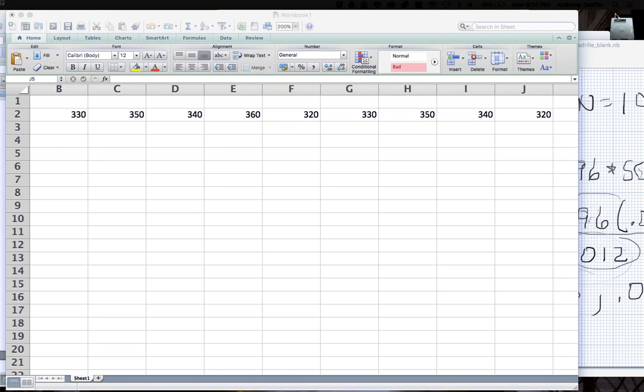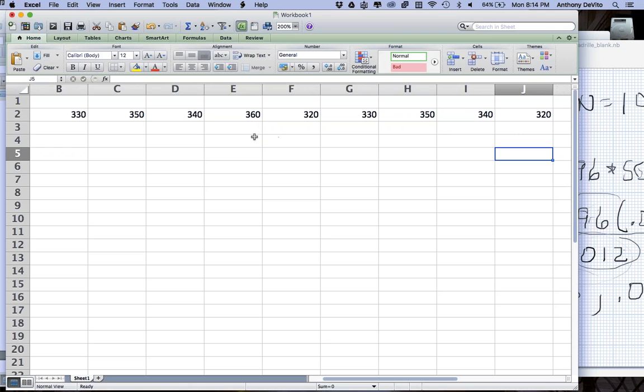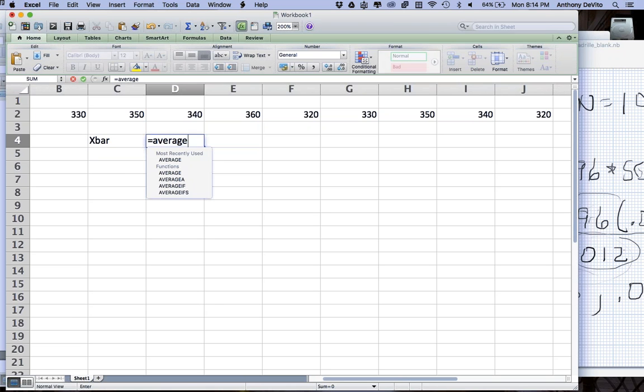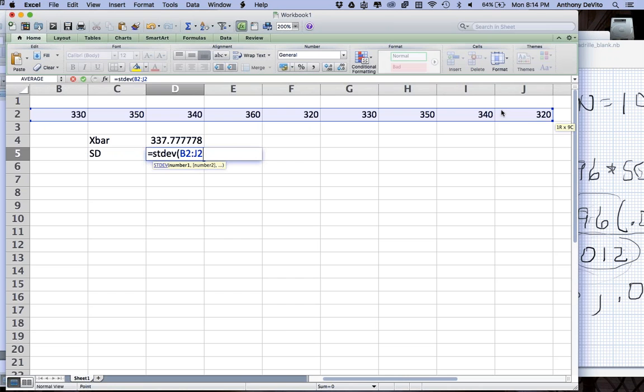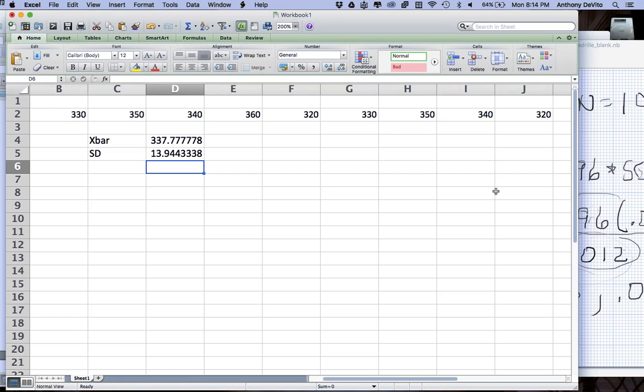There's a way for me to transpose this vertically, but I'm not going to do that. Okay, so the mean, x bar, is going to be equal to the average of all of these values. It turns out it's $337. It's less than I would have expected if this were true, but this is a sample. We're not sure we have enough evidence to reject that null hypothesis yet. So now I'm going to calculate the standard deviation for this sample of 9 values, and that's equal to 13.94.